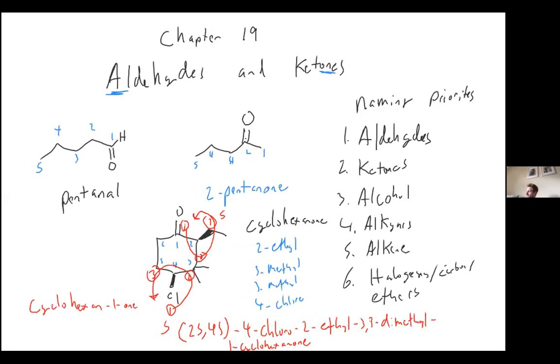Let's start to talk about some reactions from this chapter. So there are a lot of mechanisms in this chapter, but they're all very similar. They're all going to follow the exact same pattern. The first step of these is all going to be identical.